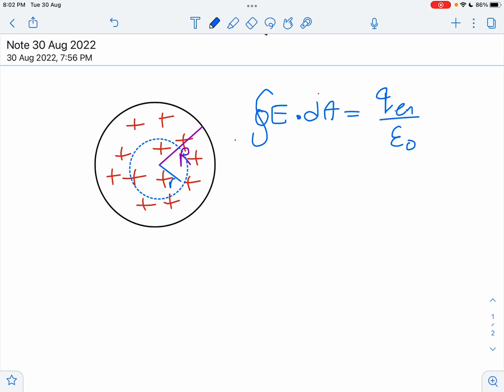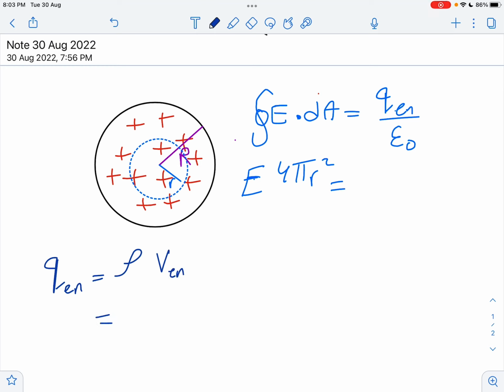By symmetry, this electric field is going to be uniform along the surface of the Gaussian spherical surface. So we can take E outside. The integral of dA, the area of this Gaussian surface, is simply 4 pi small r squared. Now what is Q enclosed? Since the charge is distributed uniformly, Q enclosed is equal to the volume charge density rho multiplied by the volume where the charge is enclosed.